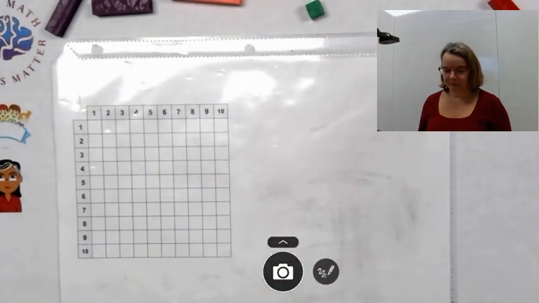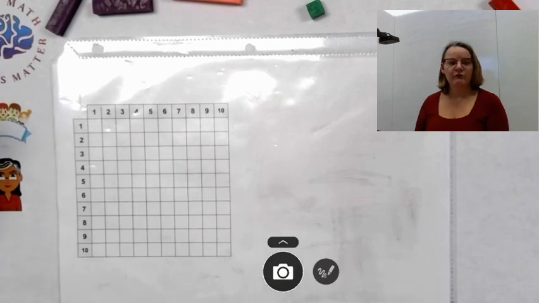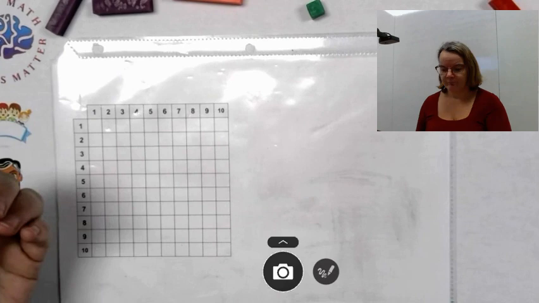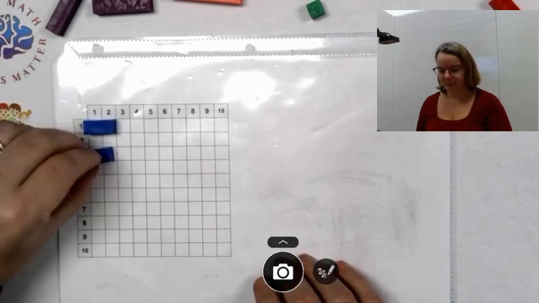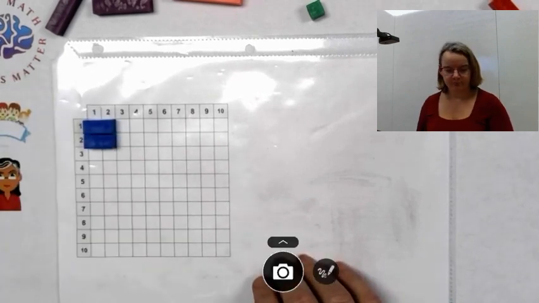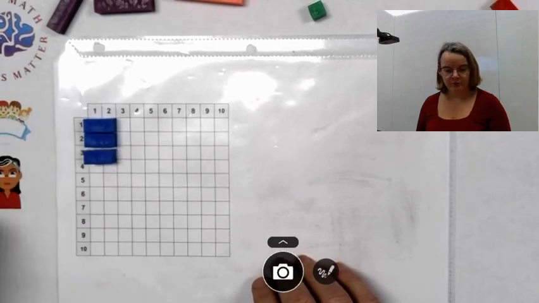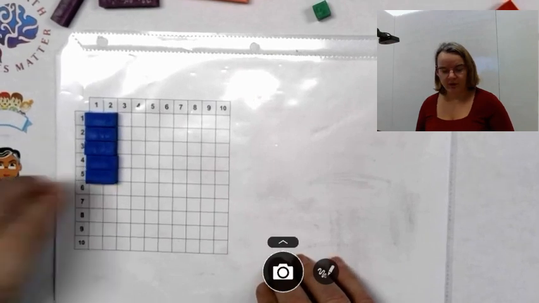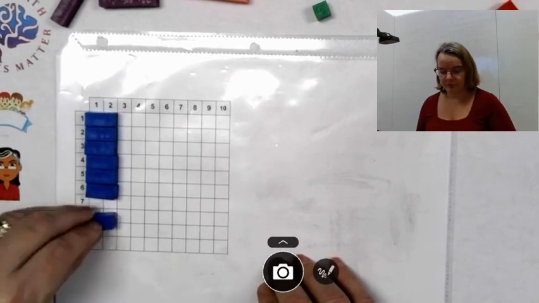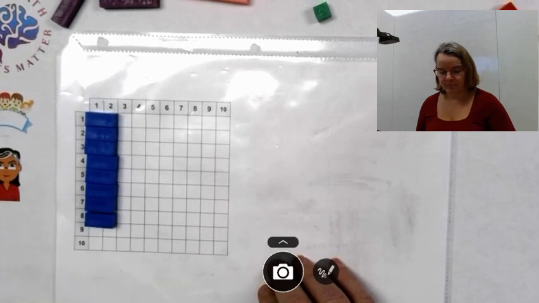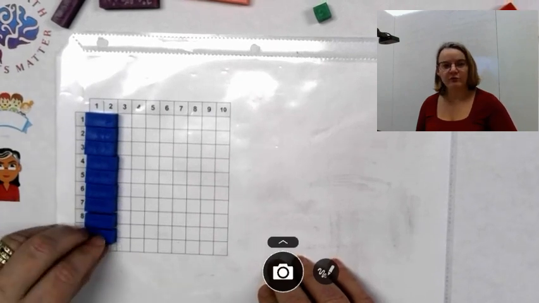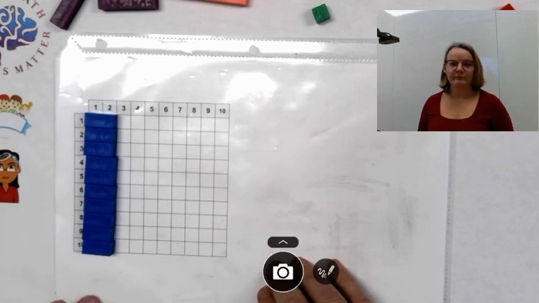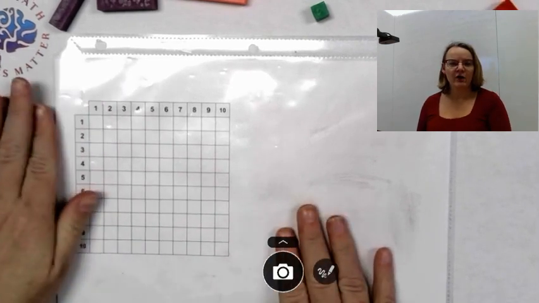So let's begin. First thing I would have students do is use the relational rods in order to count. So there's 1 2, 2 2s, 3 2s, and they'll just keep going. 4 2s, 5 2s, 6 2s, 7 2s, 8 2s, 9 2s, 10 2s. Okay, we'll clear that off.